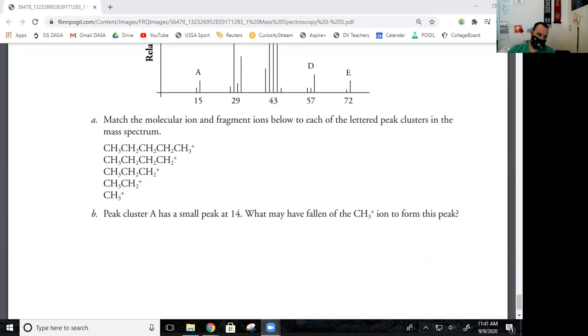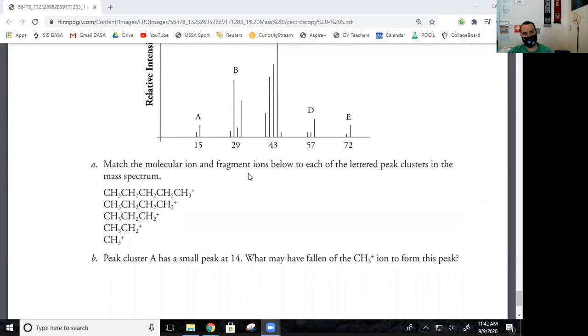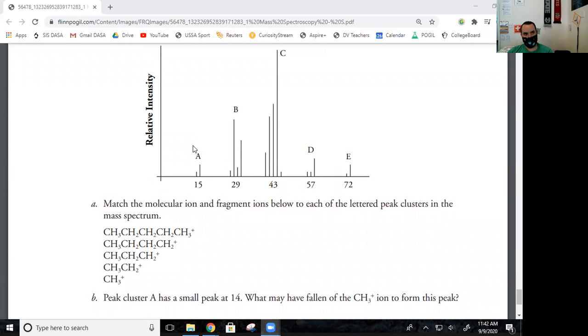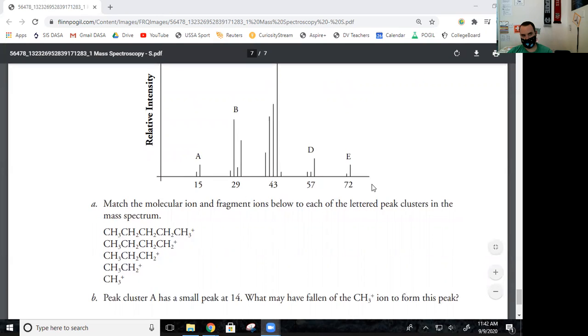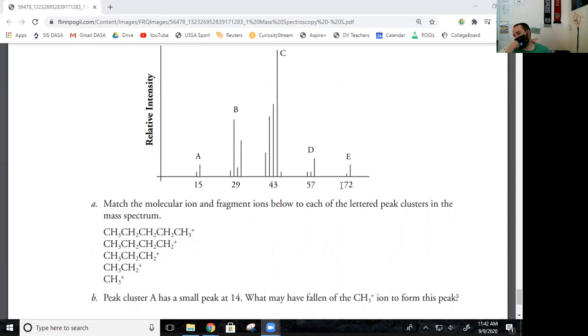Okay? So relative intensity is on the y-axis, as always, and the mass number is on the x-axis, correct? So 15, 29, 43, 57, and 72. We're definitely not looking at a substance at different isotopes, right? Because if this was the same substance and just different isotopes, that would be insane.